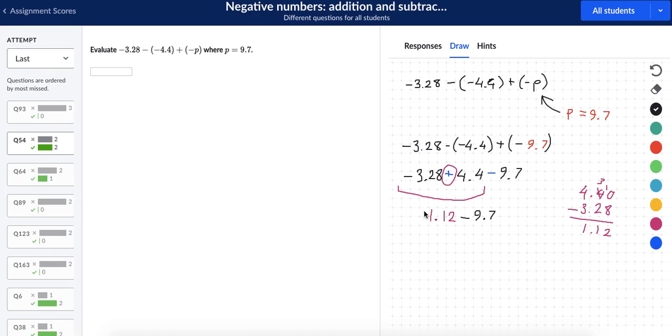Okay, same idea here. If we consider this being a positive 1.12, all we need to do is do a subtraction between the two and keep the bigger sign. 9.7 is a bigger number, so the negative sign remains. So we're going to bring that negative right down, and all we're going to do separately is look at this idea of 9.7 minus 1.12.